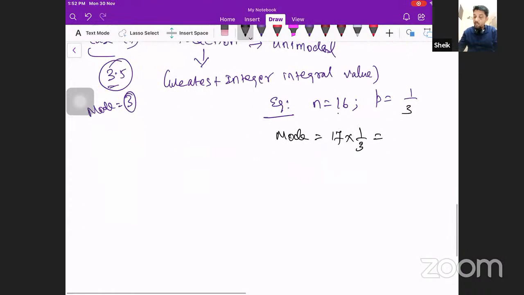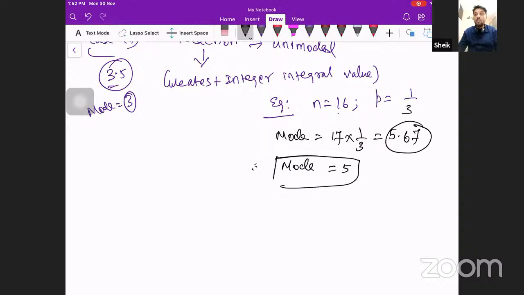17 into 1 by 3. What you are going to get, my dear? Which is nothing but 5.67, sir. Okay, so therefore our mode is equal to, you should not write 5.67. Our mode is 5 only. The greatest integer in 5.67 is 5 only. Therefore, our mode is nothing but 5.